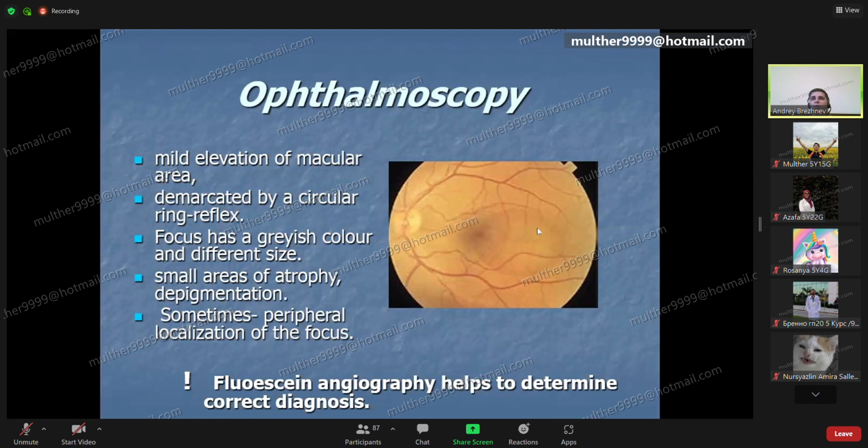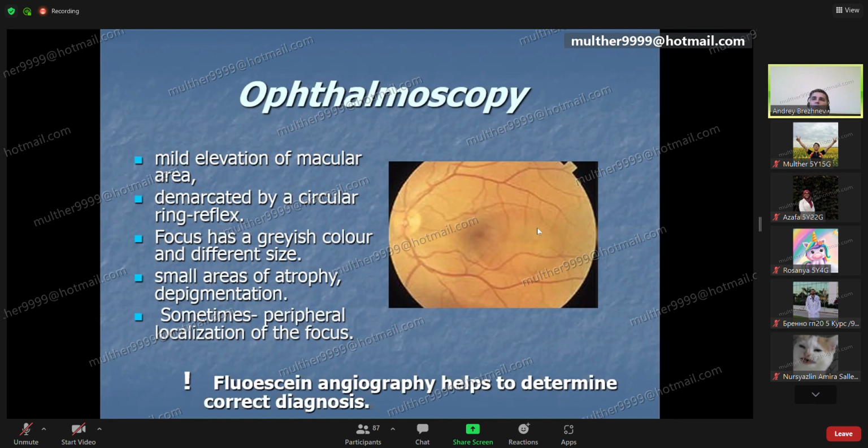Focus has a grayish color and different size. Here it's rather huge, central serous retinopathy. Central serous retinopathy is often recurrent. It often leaves small areas of atrophy, areas of depigmentation. Sometimes we can determine peripheral localization of the focus, not in the central part, on the periphery. It's a more benign type because the central vision in this case is normal.